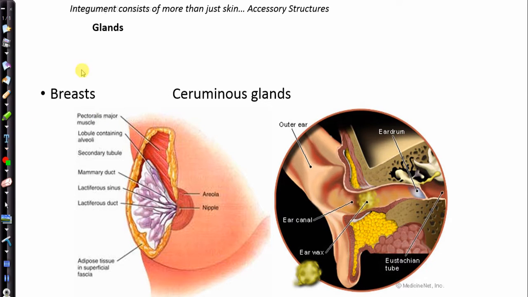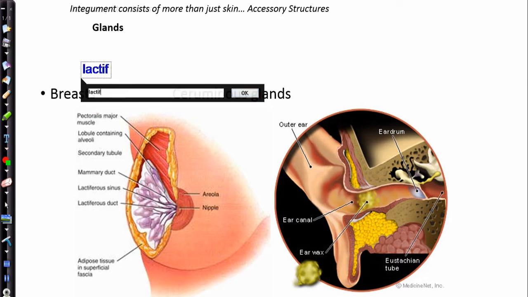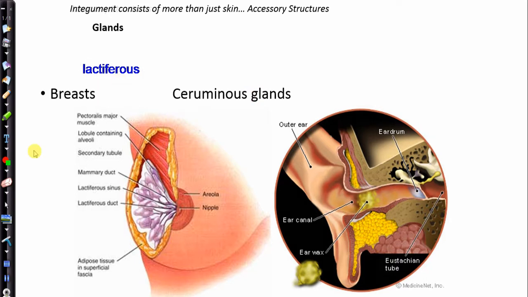The term we often use for breast is that they are lactiferous, which means milk producing. So that will do it for the integumentary system. And when we get to our next system, we'll be talking about the skeletal system.